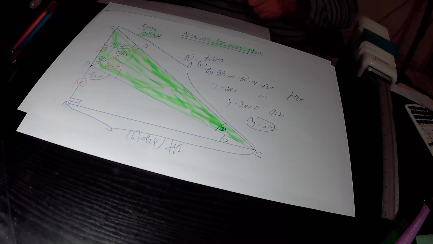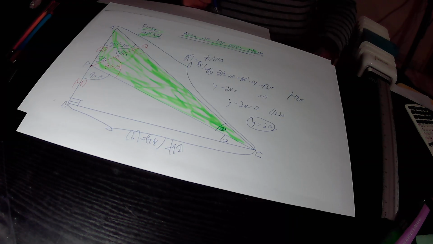So, we finished with the first method. In the next step, I present to you how to find the area of this green shape according to the second method.